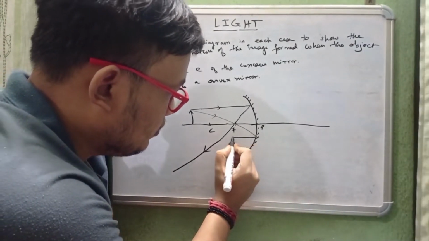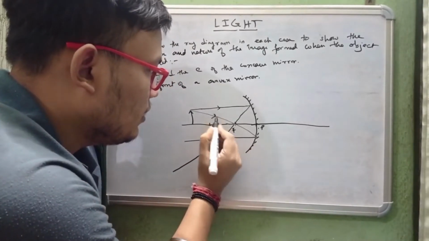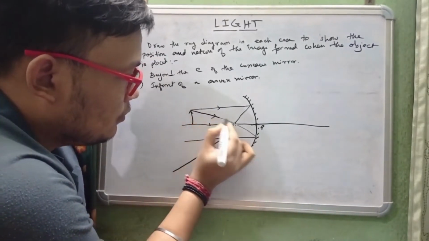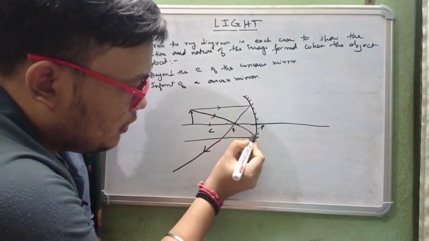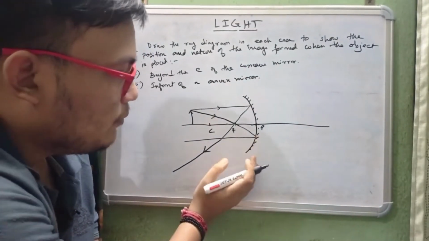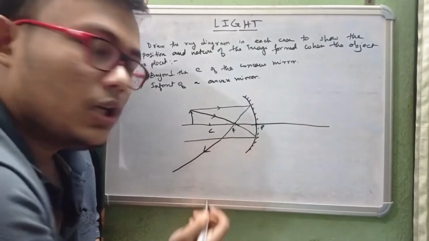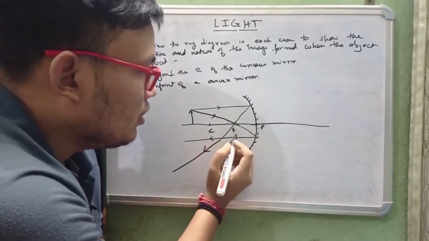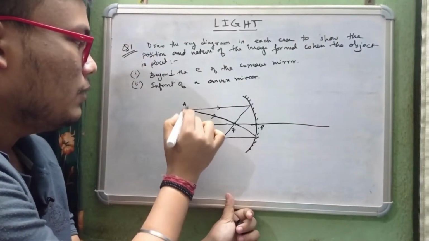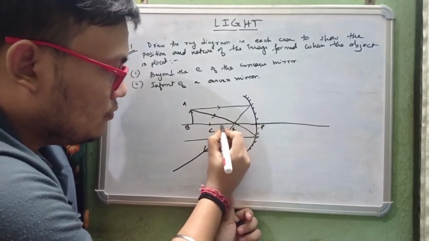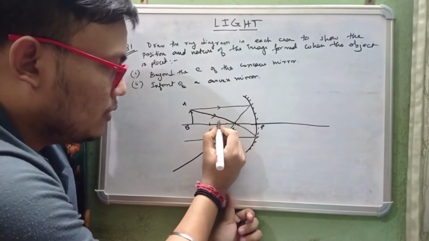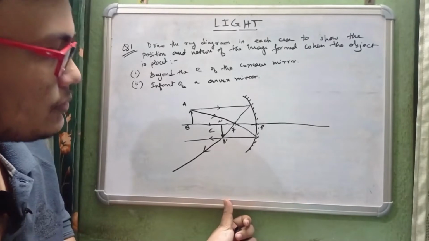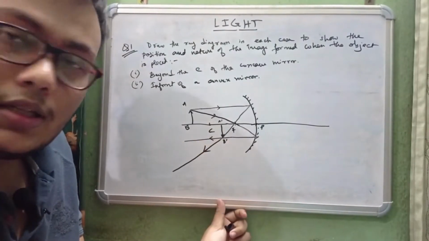So after reflection, since the second incident ray is directly passing through the focus, the reflected ray from the concave mirror will be parallel to the principal axis, right? So what we can see is that if I say the object is AB, the image A bar B bar is formed between C and F, right? So the image is formed between C and F.